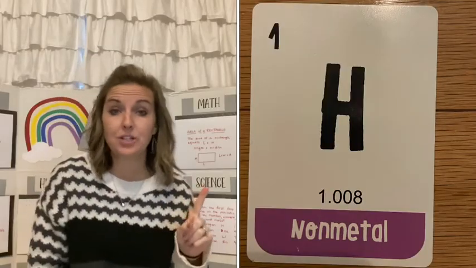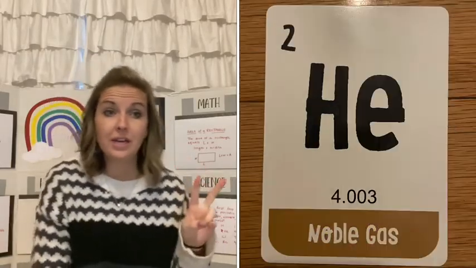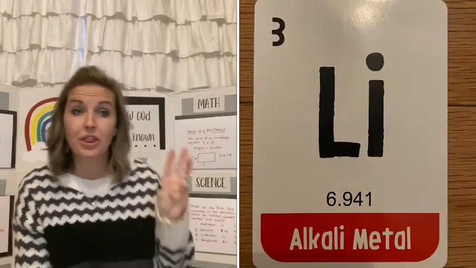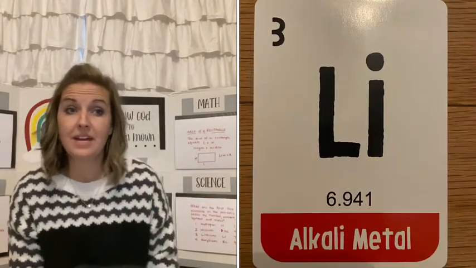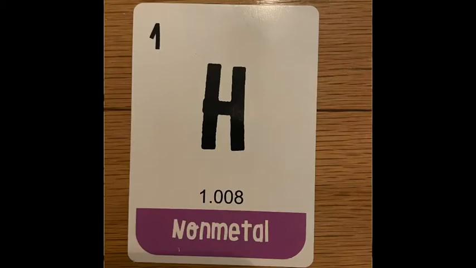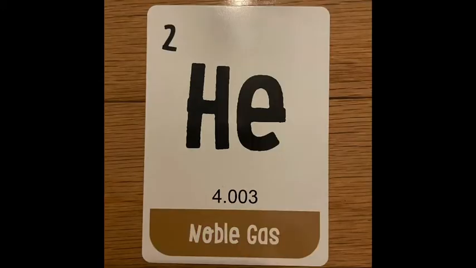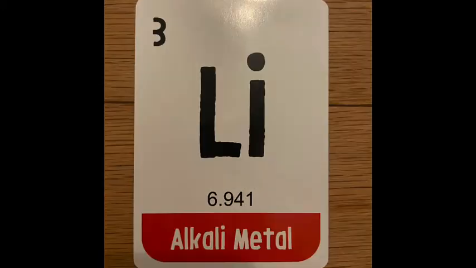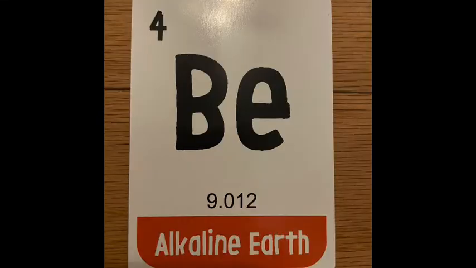1, hydrogen, 1. 2, helium, 4. 3, lithium, 7. And 4, beryllium, 9. What are the first 4 elements in the periodic table by number, element, symbol, and mass? 1, hydrogen, 1. 2, helium, 4. 3, lithium, 7. And 4, beryllium, 9.